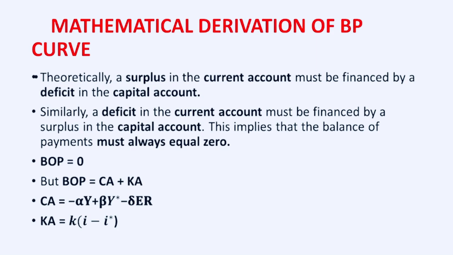Given this background, the BP curve is mathematically derived as follows. You have to remember that a surplus in the current account must be financed by a deficit in the capital account. Similarly, a deficit in the current account must be financed by a surplus in the capital account. So it means the balance of payments must always equal zero. So BOP is zero always. But you also know that the BOP is CA plus KA, where CA is minus alpha Y plus beta Y star minus theta ER. KA is equal to small k times i minus i star.